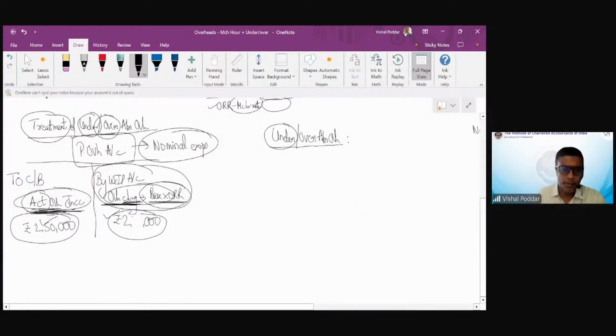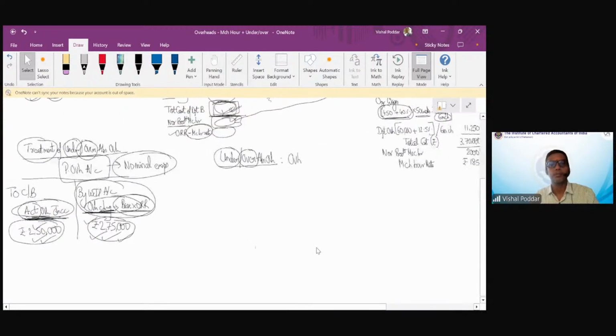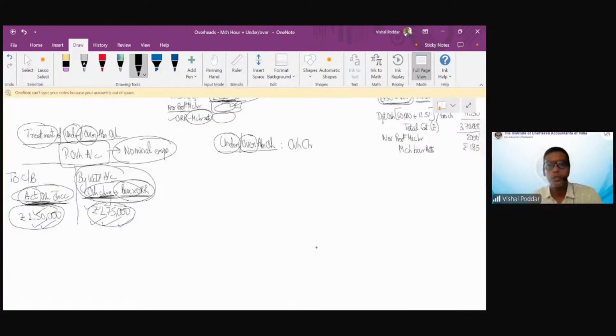Conversely, had this figure been 2,75,000, what has happened? You have paid 250 throughout the year, but you have charged 275. This difference would then be called overcharging or over absorption. So firstly, what is under or over absorption? It is the difference between overheads charged and overheads incurred. So my first answer or first part of the answer would be overheads charged, overheads incurred. I'll write it here.